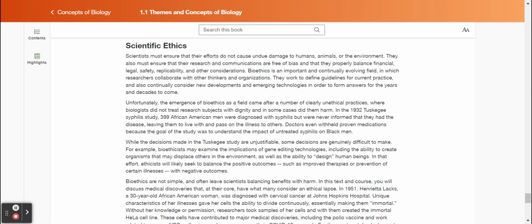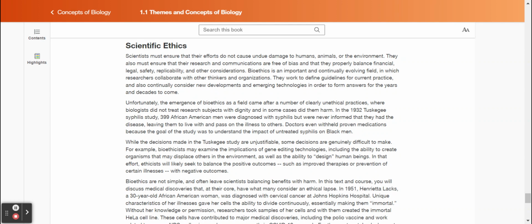Scientific ethics. Scientists must ensure that their efforts do not cause undue damage to humans, animals, or the environment. They also must ensure that their research and communications are free of bias and that they properly balance financial, legal, safety, replicability, and other considerations.